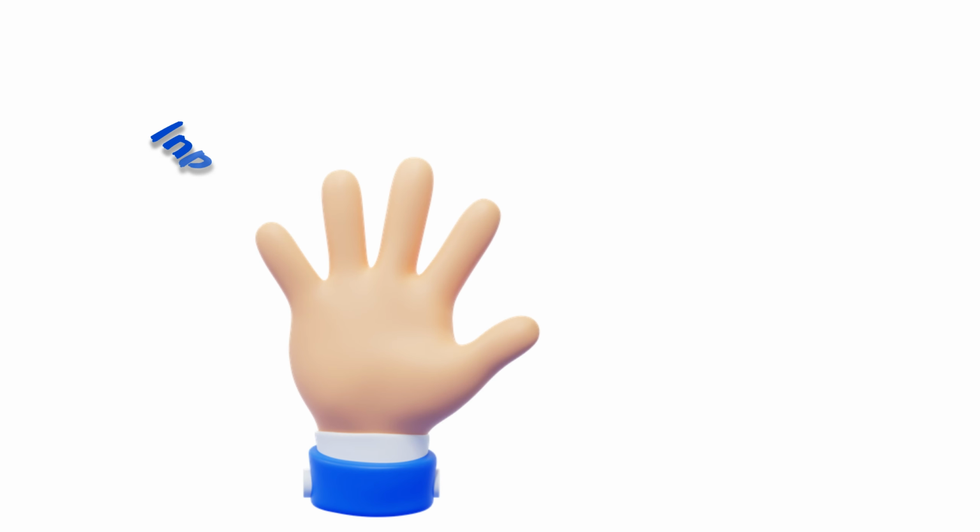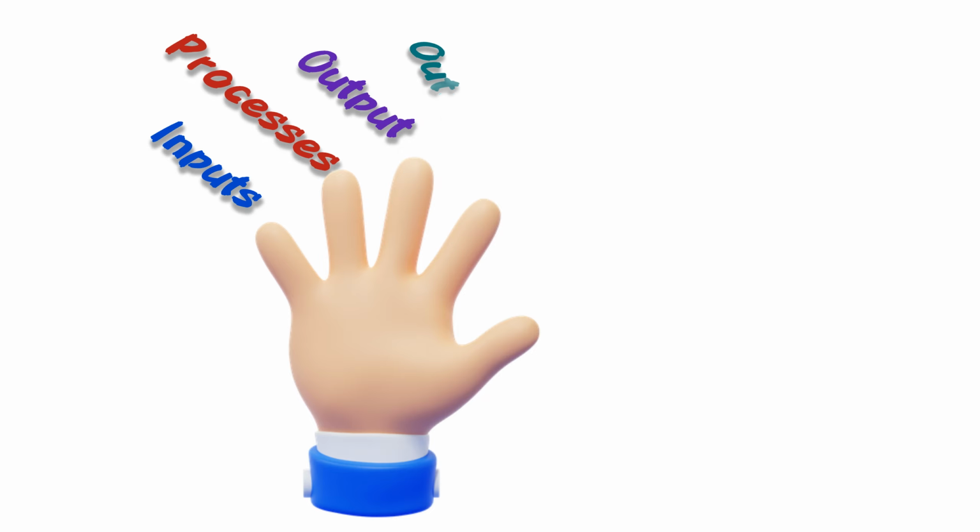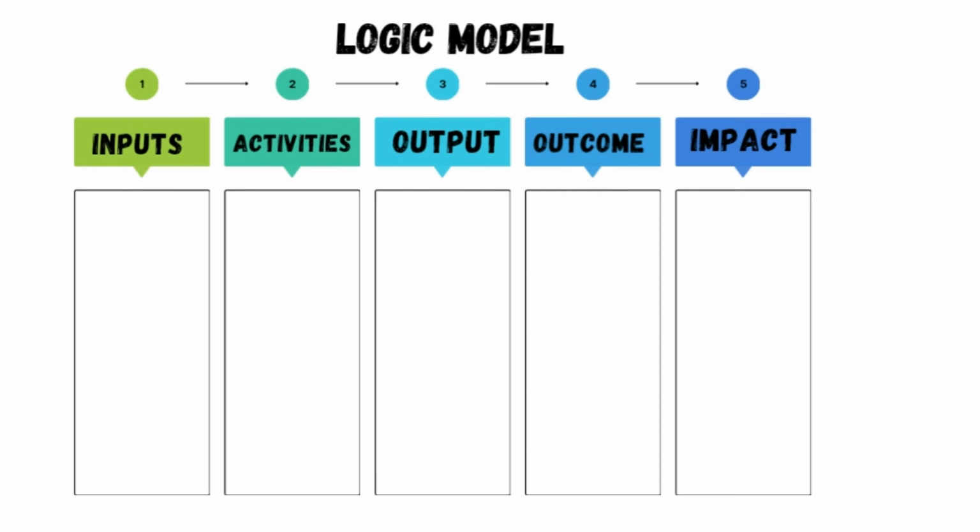The first finger is your inputs, the second is processes, followed by outputs, outcomes, and impact. Now let us bring all 5 parts together with a real health project example. So we are going to look at a family planning project. Imagine your community has a problem, too many unplanned pregnancies, and as a result, maternal and infant mortality is high. So your organization wants to do something about it. Let us build a logic model together.